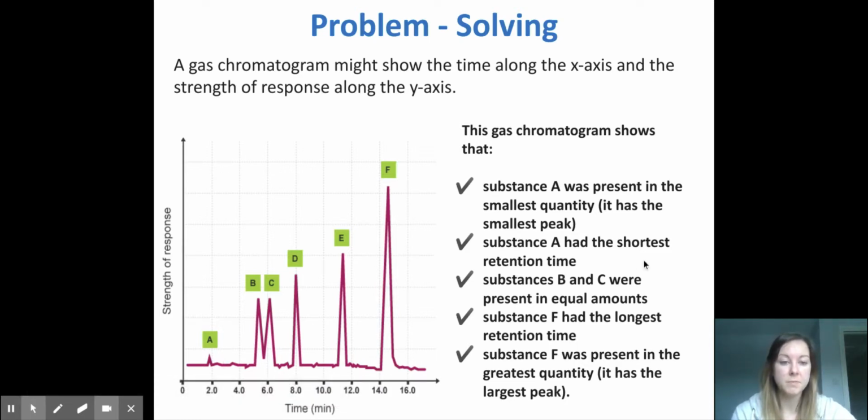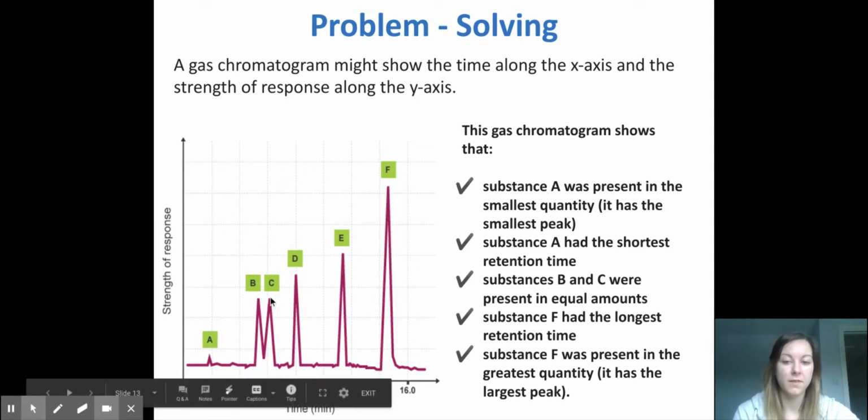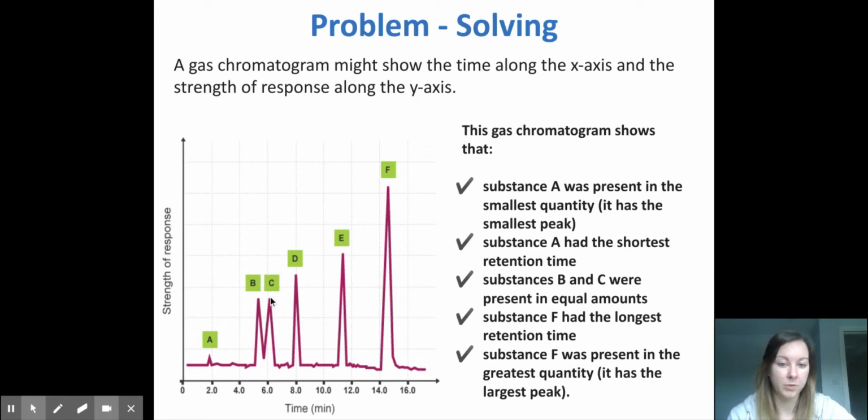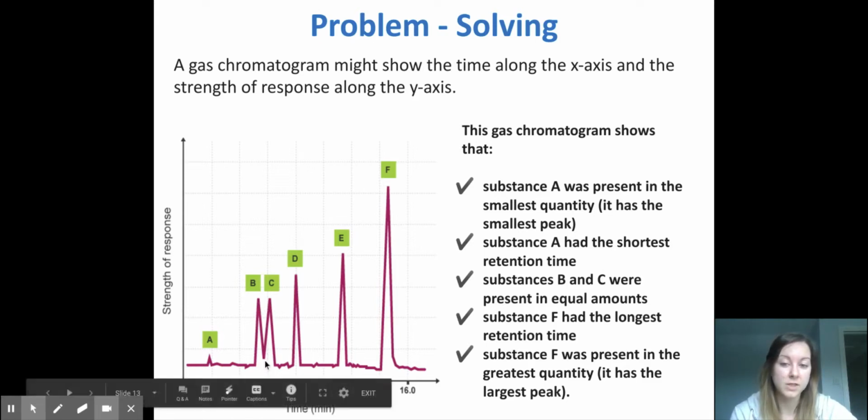Substances B and C, because they have the same height of peak, are present in equal amounts. So there are equal amounts of B and C. How do we know that B and C are not the same compound? If they were the same compound, they would have identical retention times, and they don't. Their retention times are very close together. As we can see, we've got a little bit of overlap here, but they are definitely different compounds.